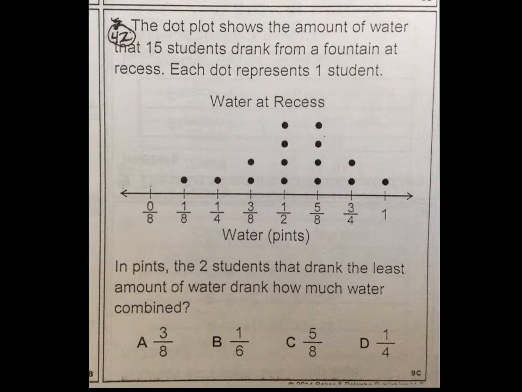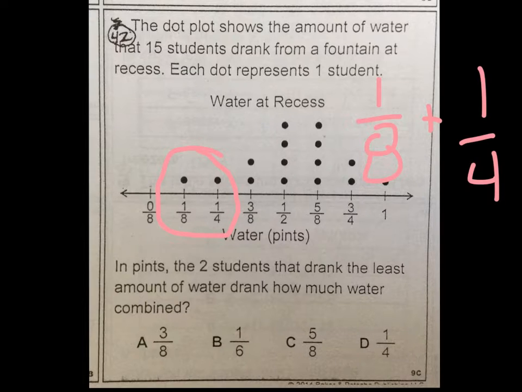Well, you know the process and how to do this, but we haven't had our big lesson on dot plots. So, when I look at this, I'm seeing the 2 students that drank the least amount of water would be 1/8 and 1/4. So, if I want to combine those two, I need to add them. 1/8 plus 1/4. Well, I am noticing that they have unlike denominators.